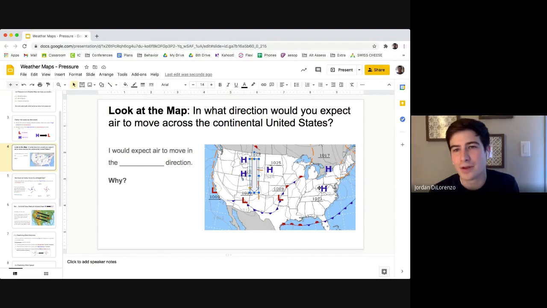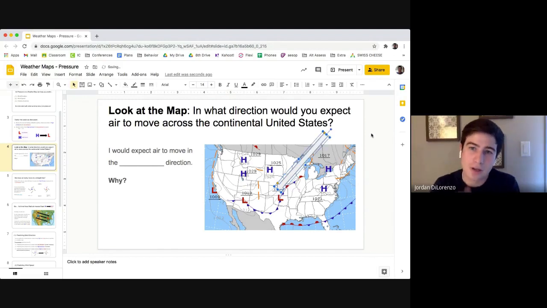You also have high pressure areas in the east over here. So I would also accept the answer of air is going to move southwest. This is because air is going to come from the east and it's going to come from the north and move toward the southwestern United States. So overall, I think south or southwest is a good answer for this.